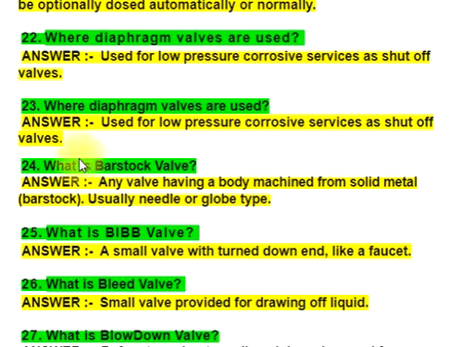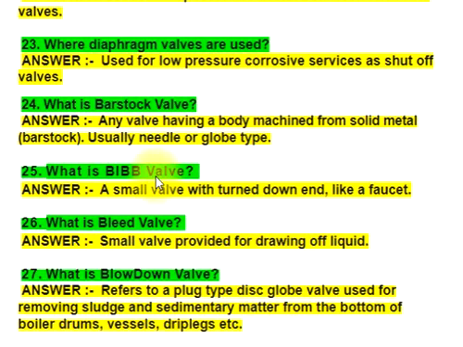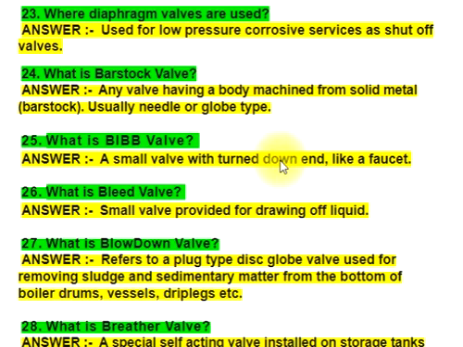24. What is bar stock valve? Answer: any valve having a body machined from solid metal, bar stock, usually needle or globe type. 25. What is bib valve? Answer: a small valve with turn-down end, like a faucet.